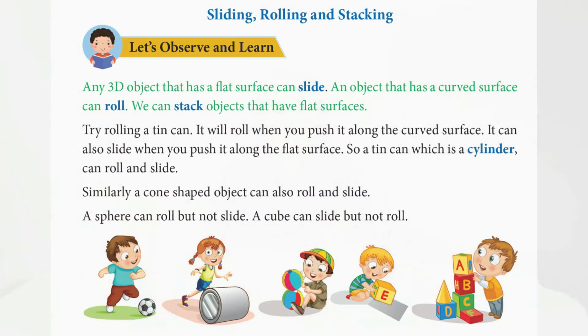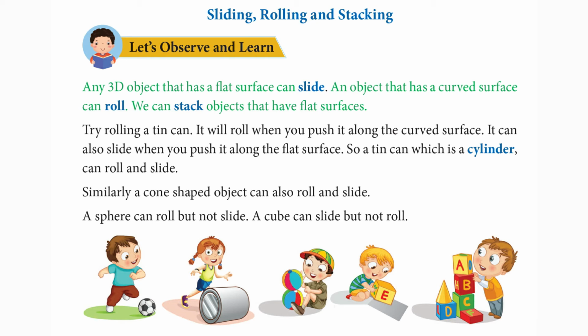shapes. Let's observe and learn. So what are we going to observe and learn? 3 new terms: sliding, rolling and stacking. Sliding, rolling and stacking. So what is this slide, roll and stack, and why do we have to learn it along with shapes? Okay, it's something important because it will tell you what the shapes are and it will also tell you if they can do stacking or rolling or sliding.